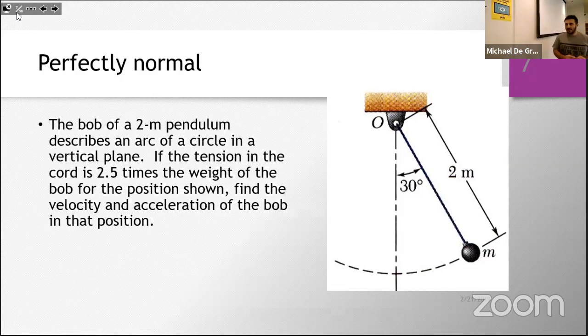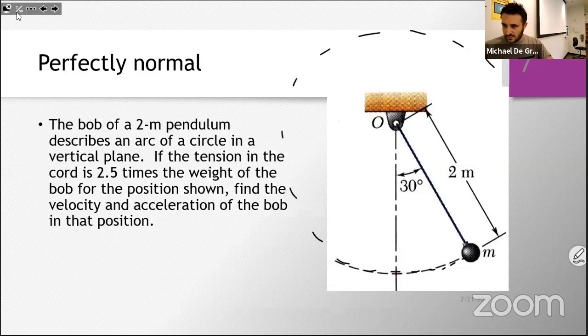So I have my pendulum. I've got a bob of 2 meters that describes the arc in a circle in the vertical plane. So what is this saying? This is saying that if this were allowed to rotate all the way around, it would create a 2-meter radius circle around point O.